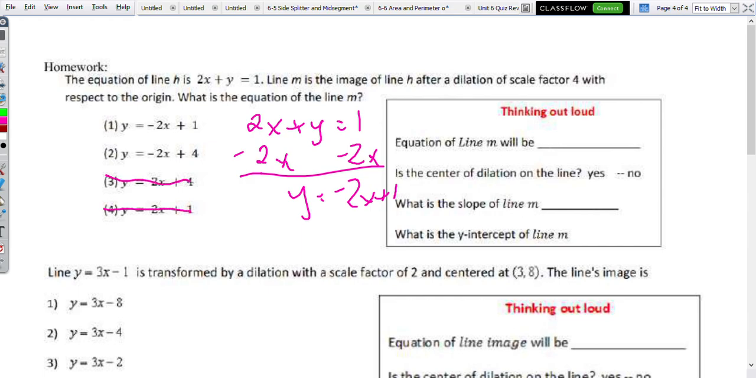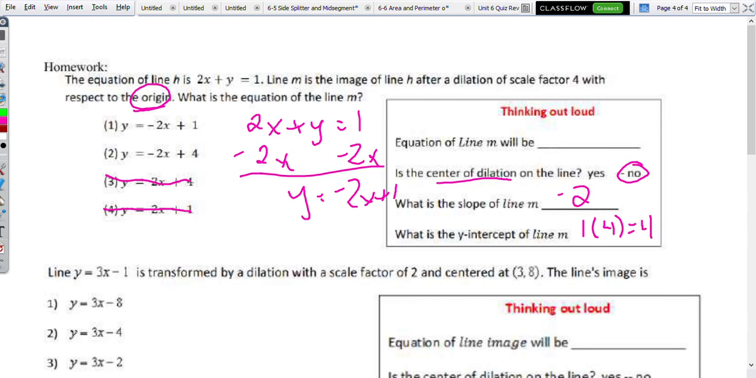Next thing you want to do is check to see if our center of dilation is on the line. And it's the origin, so that's 0, 0. And my y-intercept is 1. So that's no. The y-intercept has to be 0 in order to be on the origin. So the slope of our line is negative 2. And do you remember what we're going to do? We're going to take our y-intercept, which is 1, and multiply it times the scale factor, which is 4, and that equals 4.